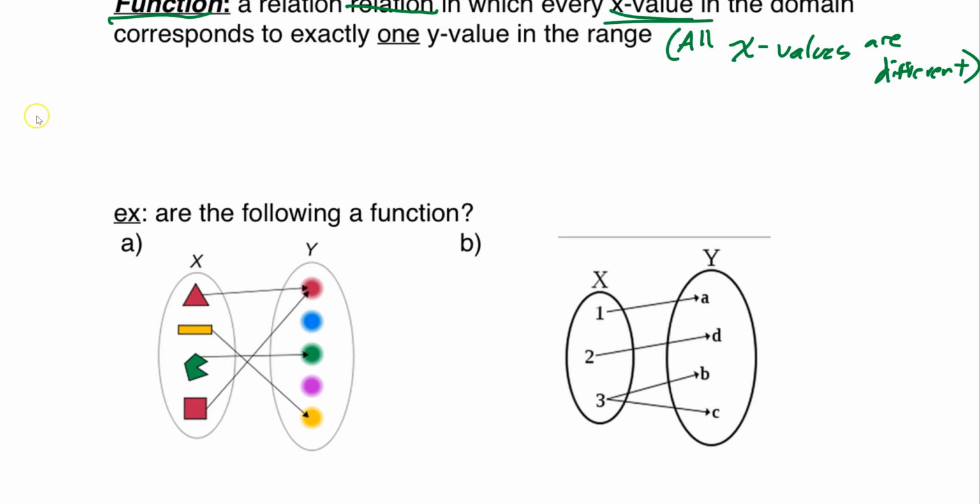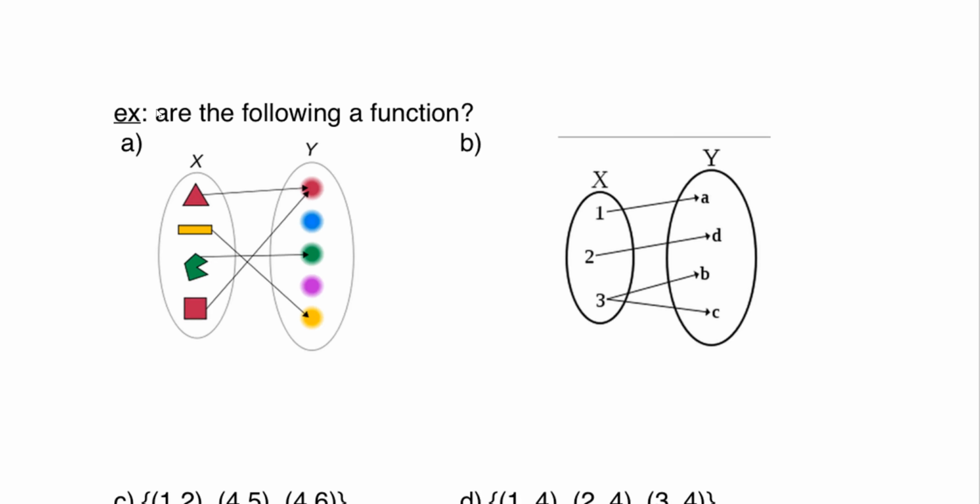Alright, let me do a quick example. Let's look at these. Here's a relation, right? Even though it's not numbers, it's saying, hey, this triangle goes to that reddish orb. That yellow rectangle goes to that yellow thing. So it's a relation still. If you look at these, they are all different. That goes to that, that goes to that. This is a function.